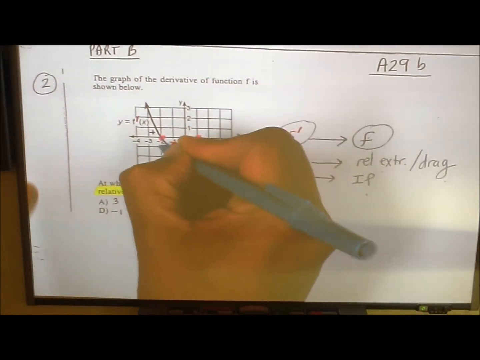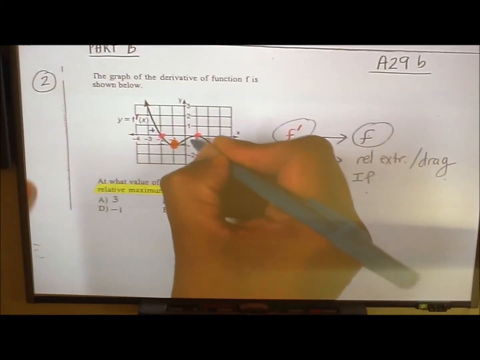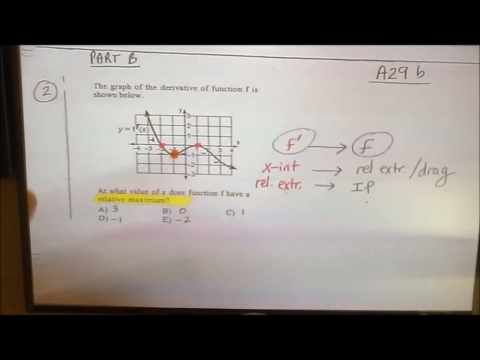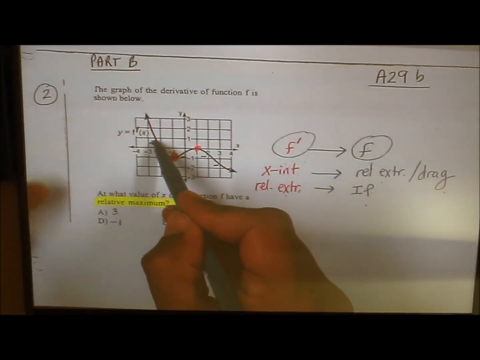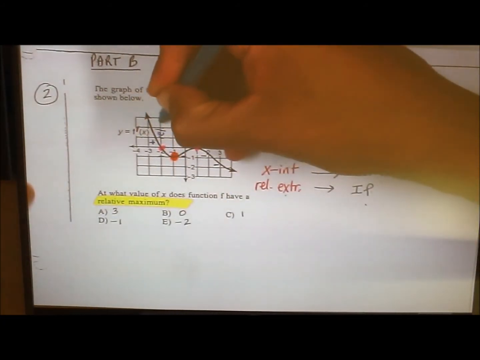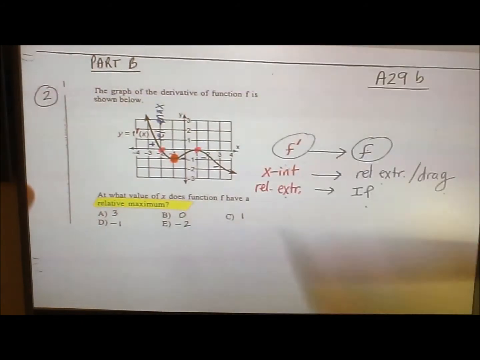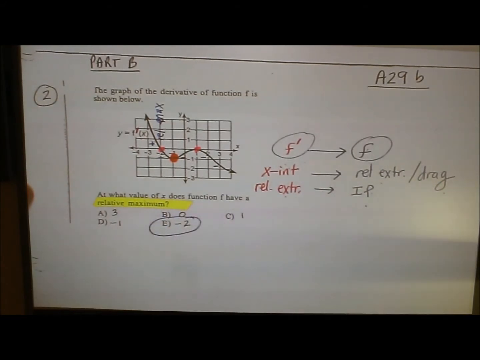We make a sign chart for f prime. Positive, negative, negative, negative, negative. And we look for a change in sign. Over here we have a change in sign from positive to negative. So that means that we have a relative extrema, more specifically a relative max, which is what they were asking us to find.